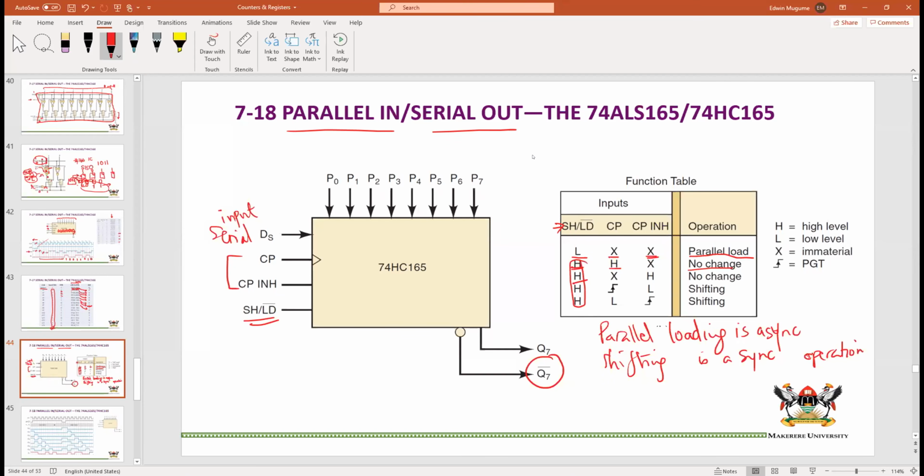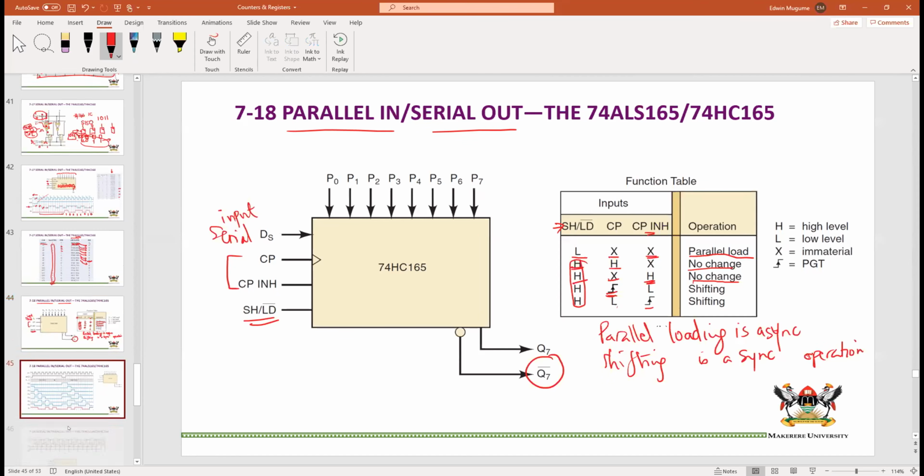But if the CP inhibit, the clock inhibit, is high, we don't care what the clock is, still no change. The only times we shift is if one of these is low and we get the right clock transition, then we can shift. Actually, this shows you that you can put your clock either on the clock inhibit or on the clock pulse input. It doesn't really matter since they are going through an OR gate, but I think it's reasonable to assume that your clock should go to the clock pulse input, and the clock inhibit, you can keep either a 0 or a 1, depending on the functionality that you would like to achieve.